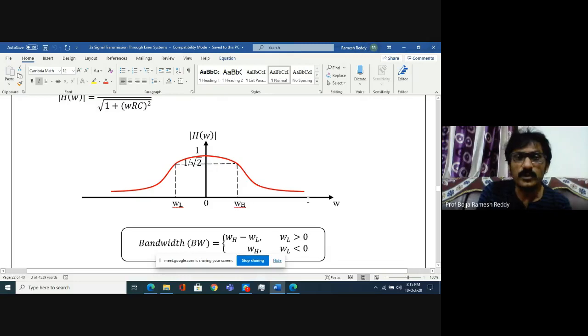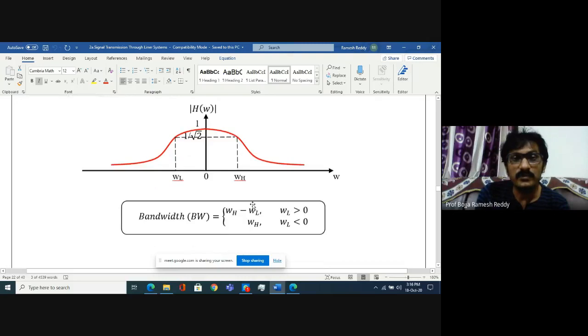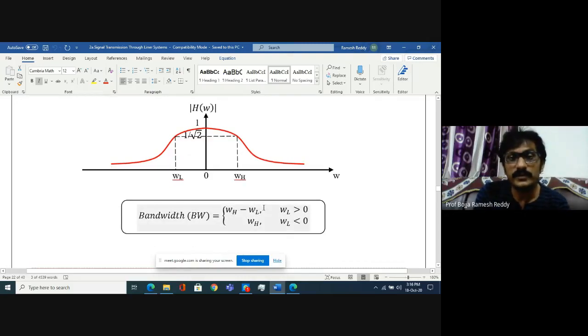Now, how to calculate the bandwidth of any system? The procedure is to take the maximum amplitude. Here the maximum amplitude is 1, so take the maximum value divided by root 2, which is the RMS value. Draw a horizontal line. That horizontal line cuts the curve at 2 locations. Take those two locations as omega L and omega H, the lower cutoff frequency and upper cutoff frequency. The difference between the upper cutoff frequency and the lower cutoff frequency is called the bandwidth of any circuit.